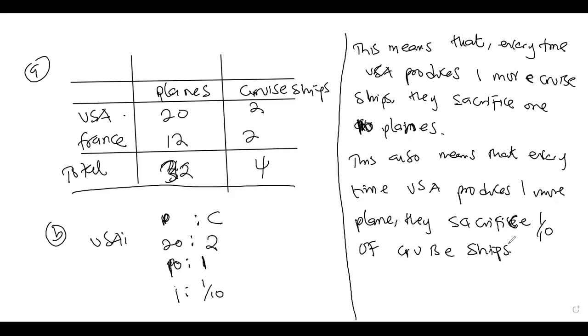Let's look at that for France. France is 12:2. So for France, the plane to cruise ship ratio is 12:2. And remember, with ratio and proportion, we can simplify this by dividing both sides by 2. So we are going to have 6:1.